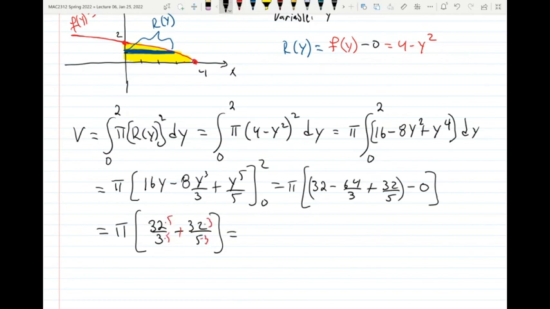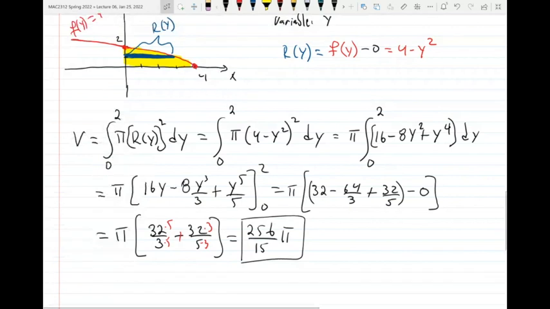All right, so what is this? So 32 times 5, that's 160, and 32 times 3, that's 96. 160 plus 96, so that's 256. So that would be 256 over 15 pi. Anyways, you can check it with your calculator, make sure that I didn't get anything wrong there. Okay, questions?